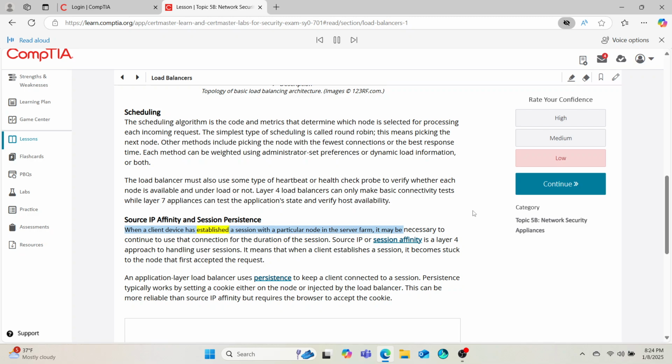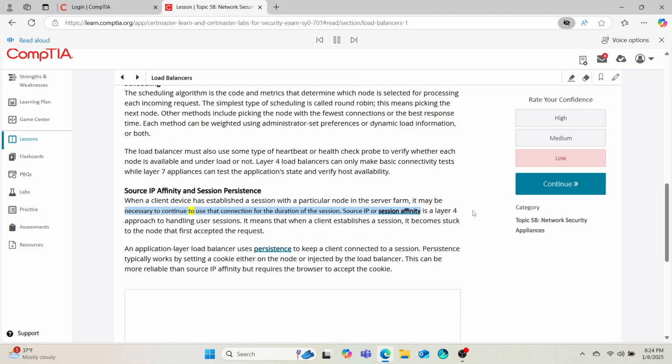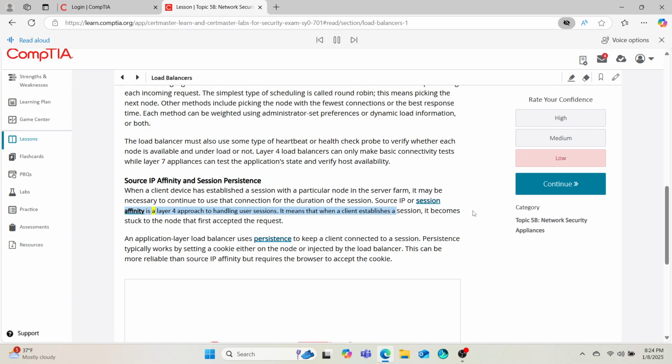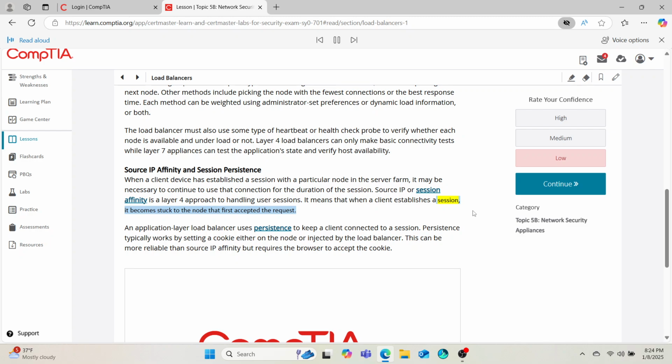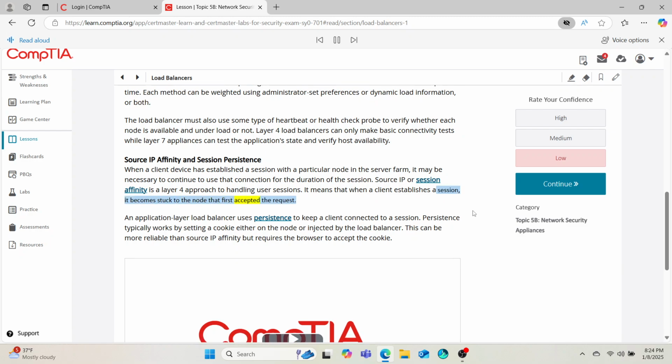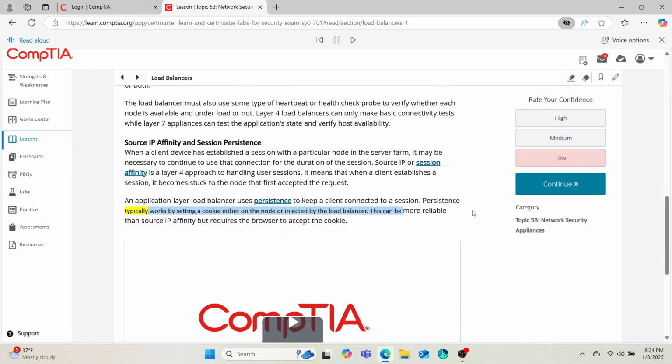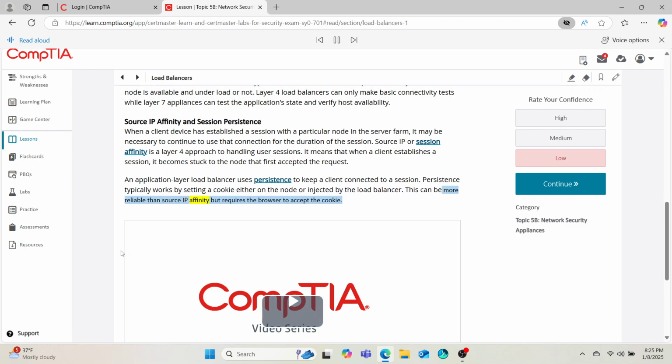When a client device has established a session with a particular node in the server farm, it may be necessary to continue to use that connection for the duration of the session. Source IP or session affinity is a Layer 4 approach to handling user sessions. It means that when a client establishes a session, it becomes stuck to the node that first accepted the request. An application layer load balancer uses persistence to keep a client connected to a session. Persistence typically works by setting a cookie either on the node or injected by the load balancer. This can be more reliable than source IP affinity, but requires the browser to accept the cookie.